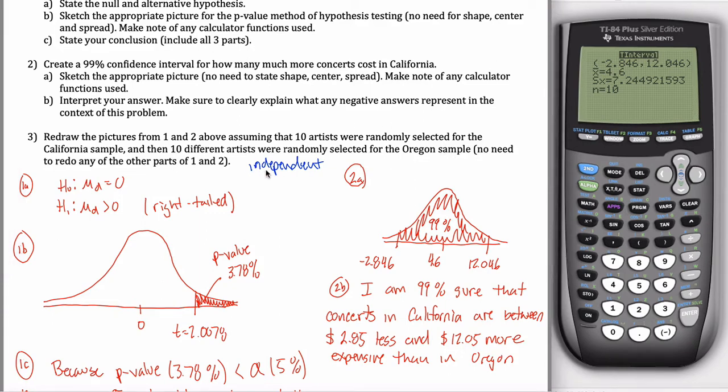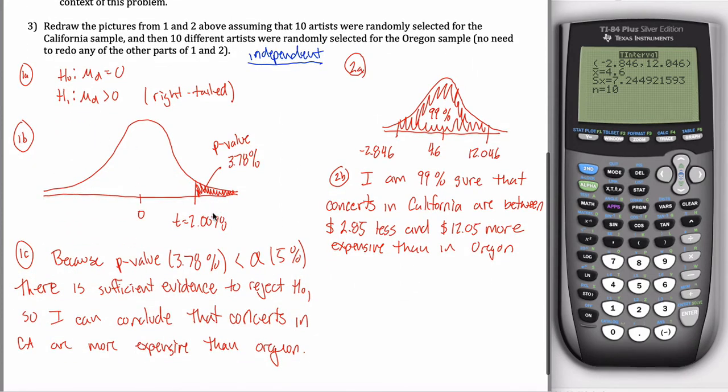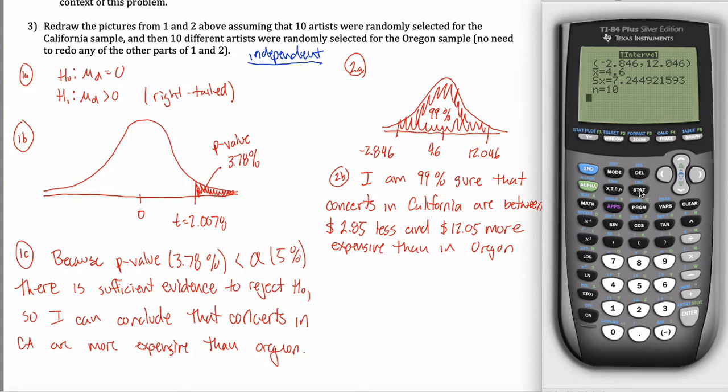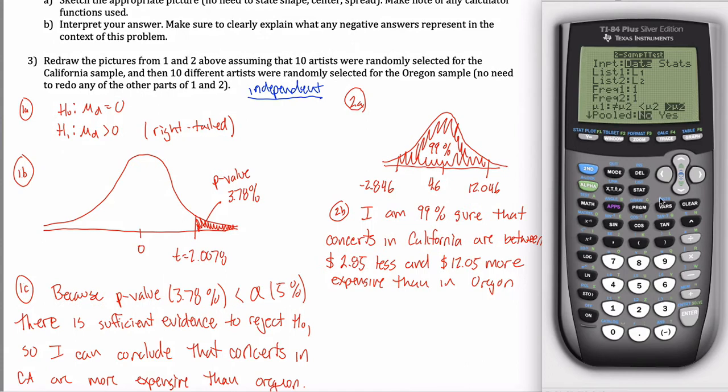I have independent data. And so what that will change is instead of using a t-test function in my calculator to get this picture, what I'm going to do is use a two-sample t-test function to get my picture. So two-sample t-test. And it'll ask me which 2 lists I want my samples to be. Well, I want them to be L1 and L2 as opposed to the differences L3. So I'll put in L1 and L2 here. And again, my claim was that L1, which is California, is more expensive than Oregon. I always put no for pooled because I have no reason to believe that the standard deviation of the costs are the same in the 2 states. Always no in this class.